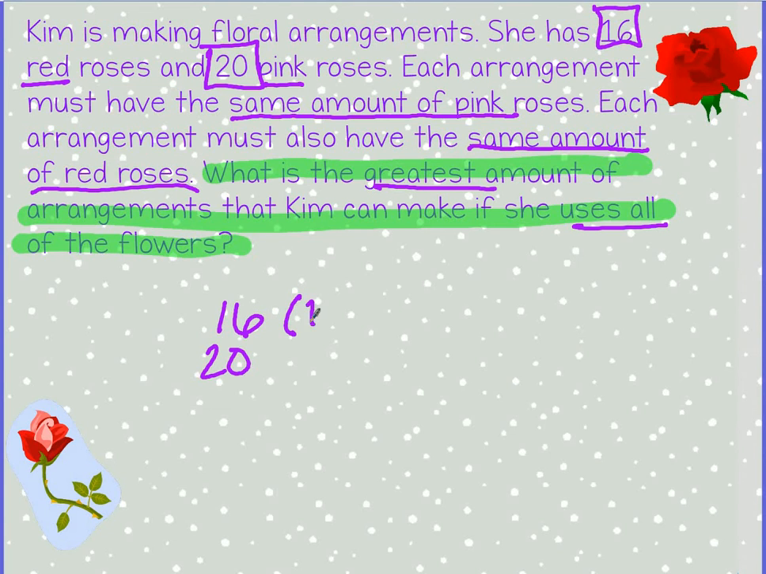Okay, because each of these numbers can be divided, with these 16 flowers I could make one large group with 16 flowers in it. And I can make one large group with 20 flowers in it. So I can put all these flowers into one group. However, we want the greatest amount. So she could make 2 groups with 8 flowers. She could make 4 groups with 4 flowers. She could make 8 groups with 2 flowers, or she could make 16 groups with 1 flower each.